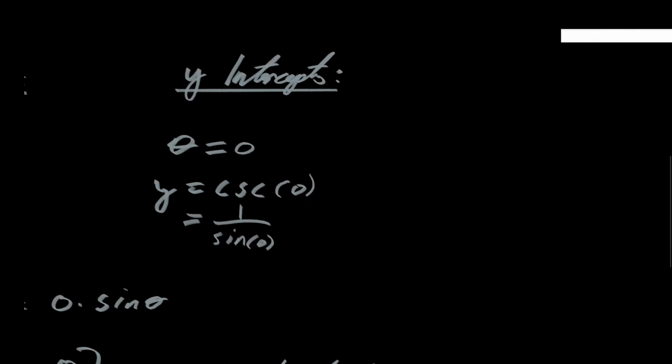So sine of 0 is just 0, but that means we'd be dividing by 0. We'd have 1 over 0. But this is undefined. It doesn't make sense. Can't divide by 0.